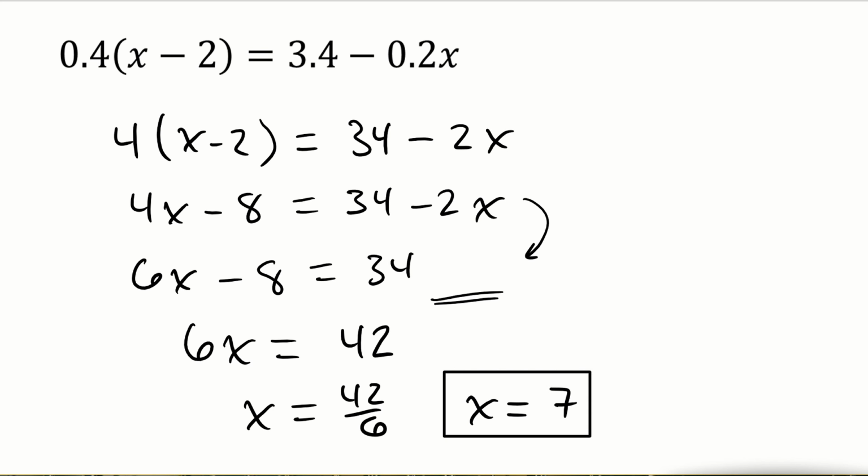So you can see in this first step, I multiplied both sides by 10. I used one of my properties of equality and obtained an equivalent equation. In the next step, I rewrote the left-hand side using the distributive property. After that, I added 2x to both sides, and then I added 8 to both sides, and then finally I divided both sides by 6.